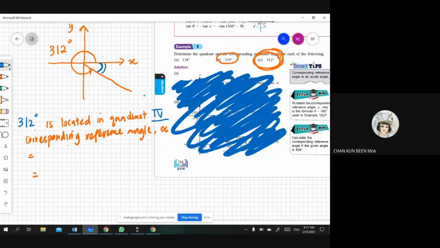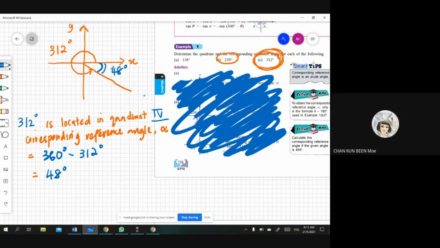You just need to use 360, one whole turn. You minus 312. Then you get the corresponding reference angle. Okay, so 60 minus 12, we get 48 degrees, meaning this is 48. Are you okay? Yes. Okay.